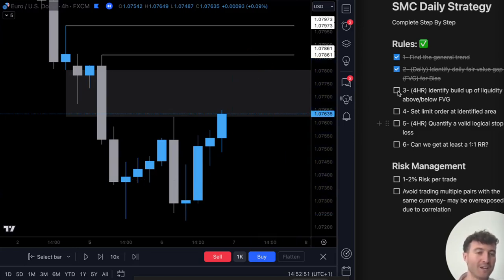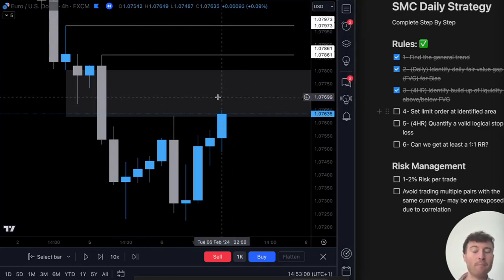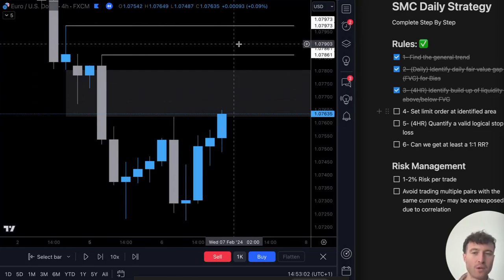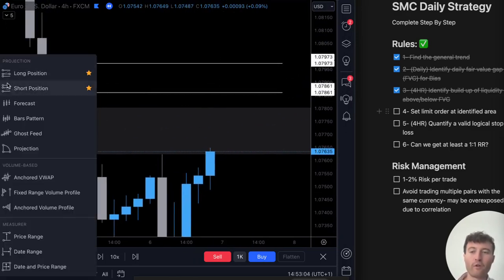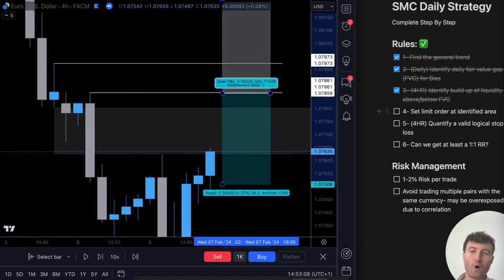So we've identified here the buildup of liquidity above the fair value gap. In this example, we're looking for sells, so the buildup of liquidity needs to be above the fair value gap. One thing to note is always enter a limit order on the first buildup of liquidity.